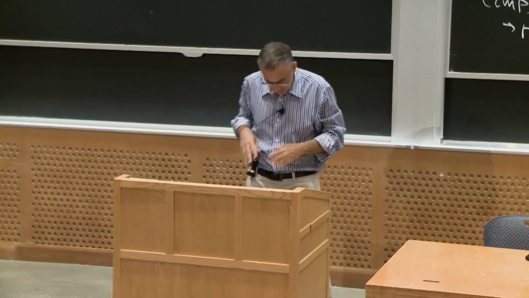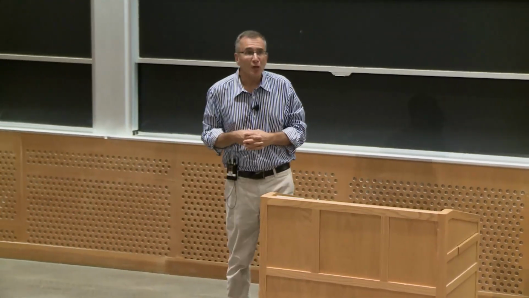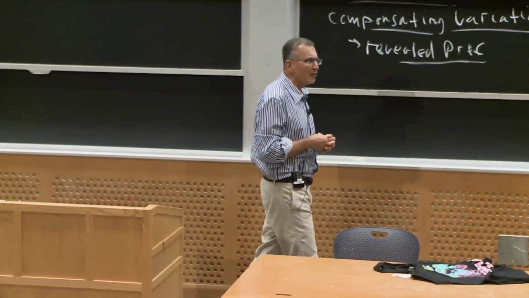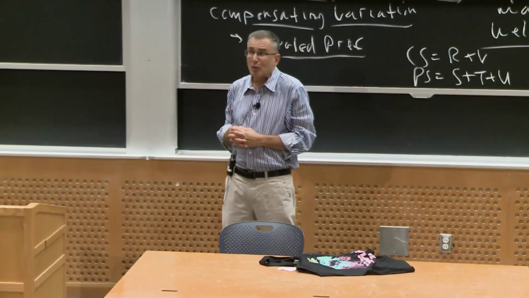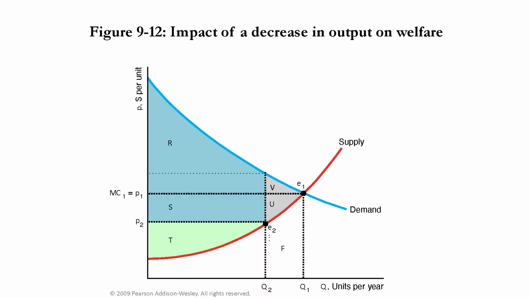So let's do a simple example. Imagine that you are someone who says that's ridiculous. Welfare is always better if prices are lower. These consumers get a better deal. So I'm going to set a price cap. I'm going to say producers cannot charge more than P2. A price ceiling of P2.